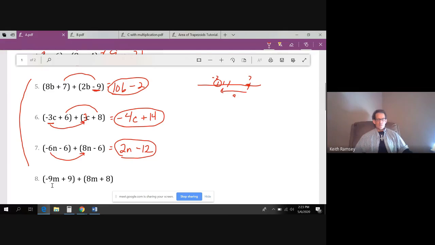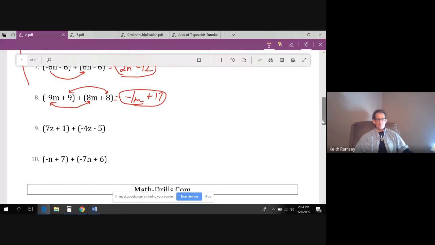For number 8, I'm looking for a match for anything with an m. So this goes with this because they both have an m. That's why they're like terms. So -9 plus 8 is going to be -1m, or you could just write -m. 9 plus 8, these go together because they don't have any variable next to them. 9 plus 8, of course, is 17. -1m plus 17.